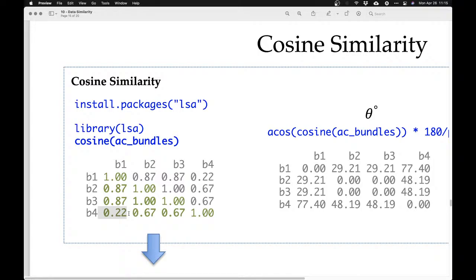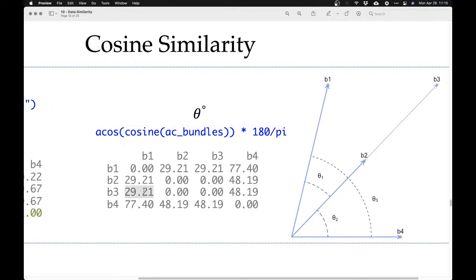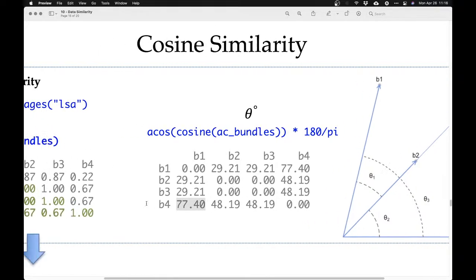Now, to make all of you happy, because you're paying my salary here, I've also expressed them in degrees. I've just taken this cosine matrix, taken the arc cosine and multiplied it by the conversion factor to get degrees. So this is actually the degrees of difference between each of these bundles. Bundle 1 and bundle 1, 0 degrees. Bundle 2 and bundle 3, also 0 degrees. Bundle 1 and bundle 4 have the biggest difference, 77 degrees.